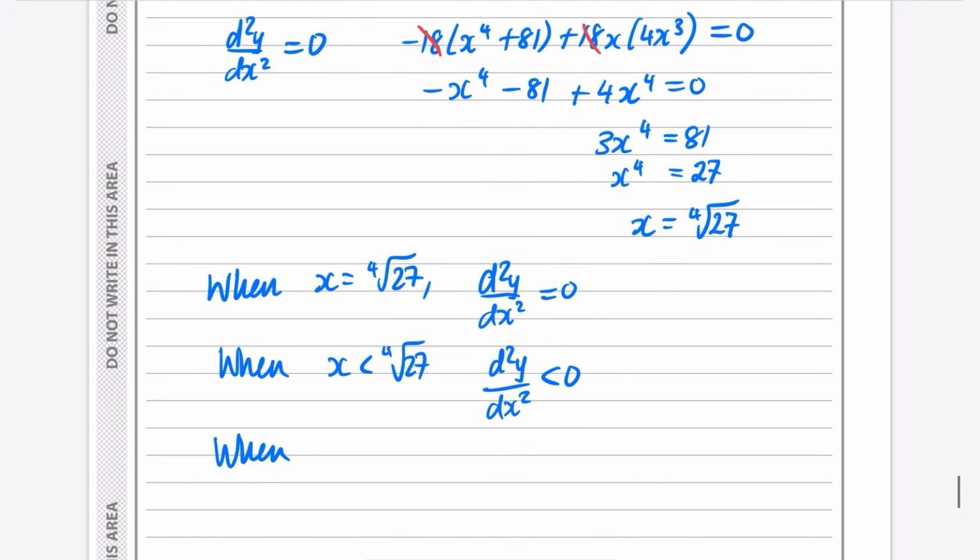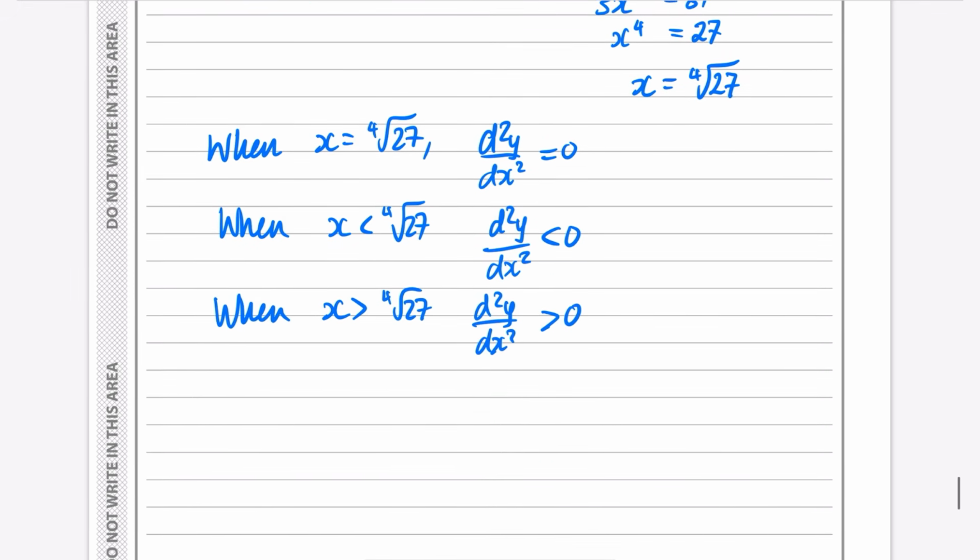And finally, when x is greater than the 4th root of 27, using that reverse flipped logic, we get that it's greater than 0. Hence, when x equals the 4th root of 27, there is a point of inflection.